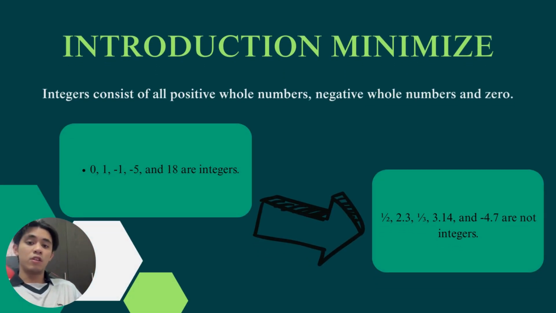Okay, so for the introduction of integers, integers consist of all positive whole numbers, negative whole numbers, and zero. For example, on the left side, we can see 0, 1, -1, -5, and 18 are integers. And on the right side, 1/2, 2.3, 1/3, 3.14, and -4.7 are not integers. Okay, that's all from me.